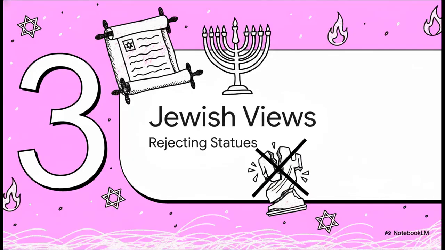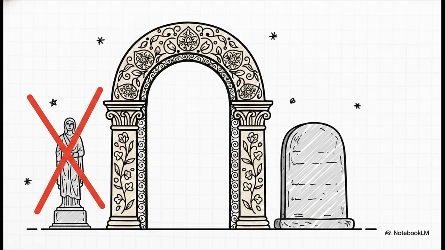Section 3. The Jewish perspective. Okay, let's explore how this opposition to statues traces back even further by looking at the Jewish perspective, offering another incredibly strict interpretation of the ancient texts. Similar to the Protestant view, but originating much earlier, Jews completely reject the use of statues or sculptures in the synagogue. They look directly to the Ten Commandments, which forbid making images and idols.